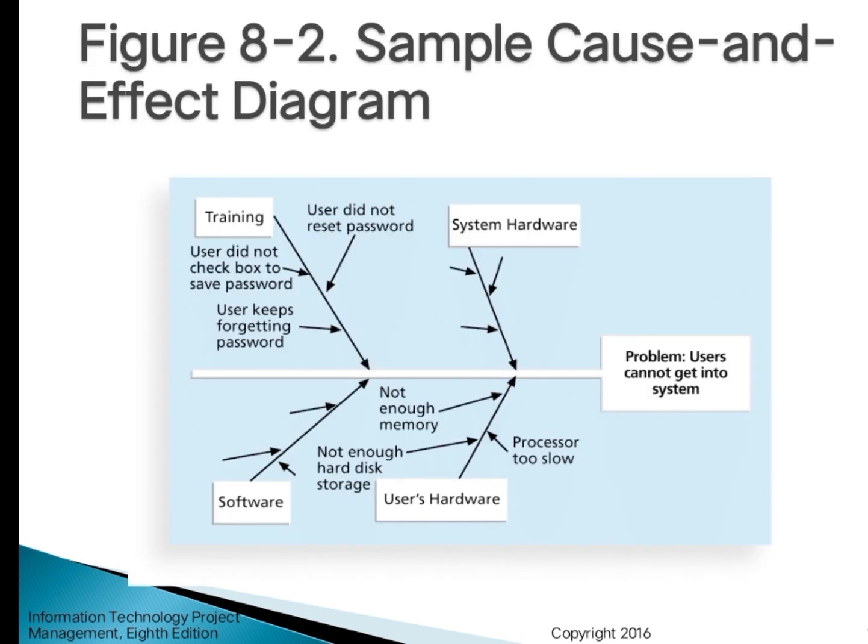So the cause in this diagram is the training, and the arrows under it are what is included in the training. Then also the system hardware, the software, and the user hardware. These four arrows are the causes in the diagram. So here is the effect, which is the problem: the user cannot get into the system.